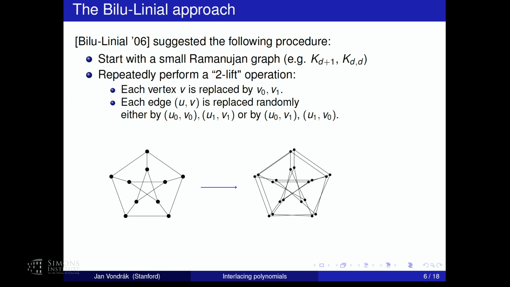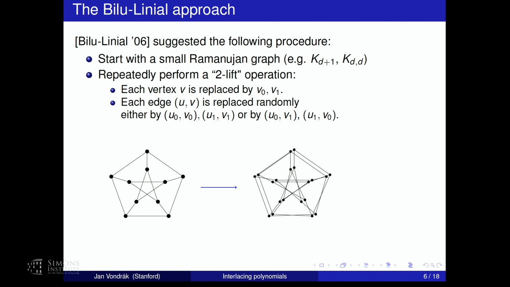So there was already a procedure which was proposed earlier, which looks like a reasonable approach. Start with some small expander, let's say a complete graph, and repeatedly perform the following operation. Let's call this the 2-lift operation. You duplicate each vertex, and you also duplicate each edge. For each edge, you produce 2 new edges. Now you can do it in 2 different ways. Let's call this either 2 parallel edges or 2 crossing edges.